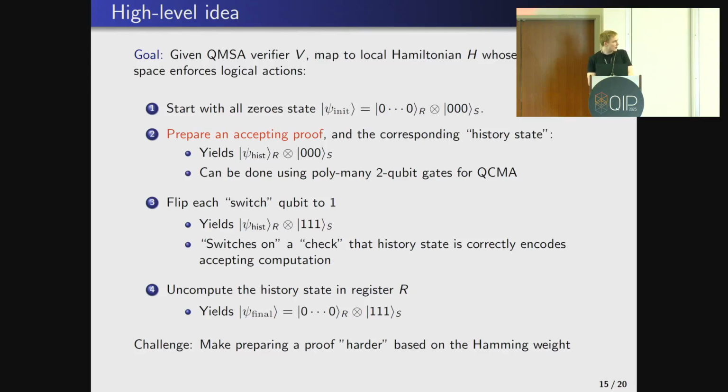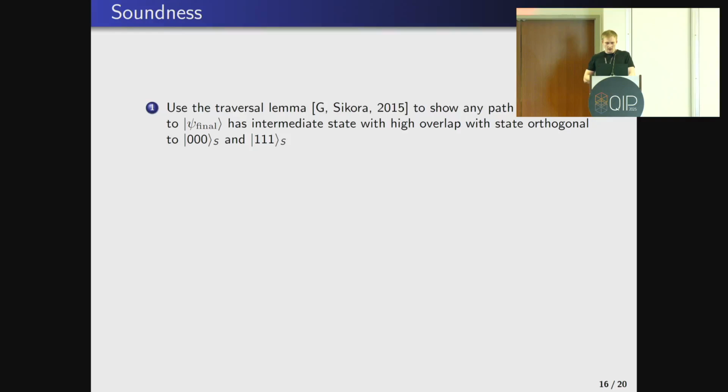So remember, we had this long path to go from the starting to the final state. And right now, we are only looking at the preparing accepting proof stage. But how do we go about showing soundness in total? We will use the so-called traversal lemma to show that for every path from the start to the final state, at some point, we'll have large overlap with a state orthogonal to the 3 zeros or 3 ones in our switch register. This will mean that at some point, the check will be activated to see if we prepared a history state with an accepting proof on the register R.